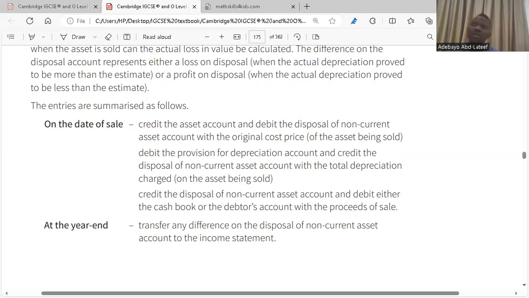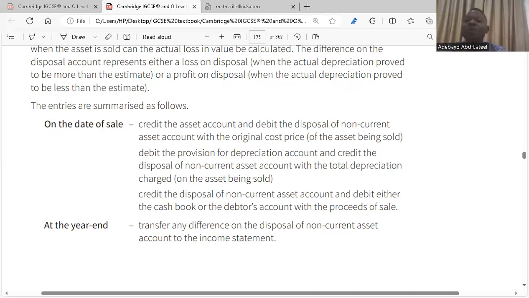So what do you mean by the original cost price? Historic cost. Like 25,000, is that the asset or the disposal? 25,000 is the asset. So I credit 25,000, and in the disposal, is it the same? Debit 25,000. Credit the asset account and debit the disposal account with the original cost price. The cost price is what you sell, you credit. The original price is the total cost.